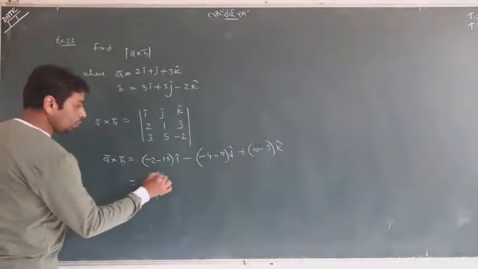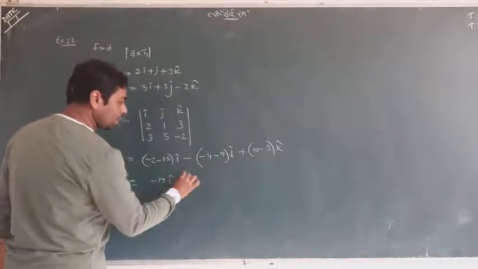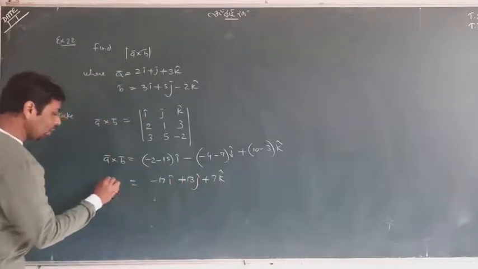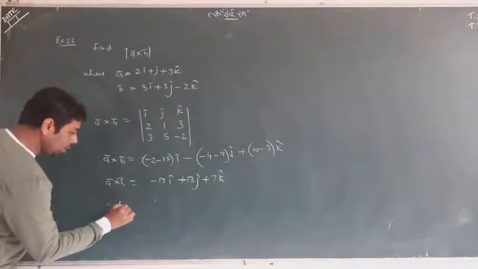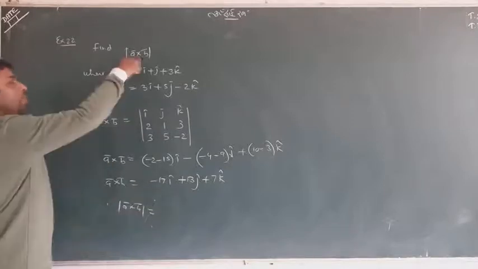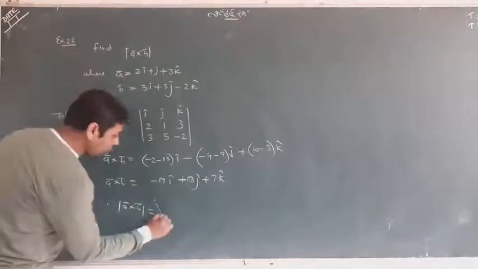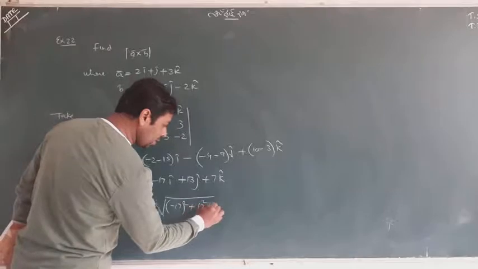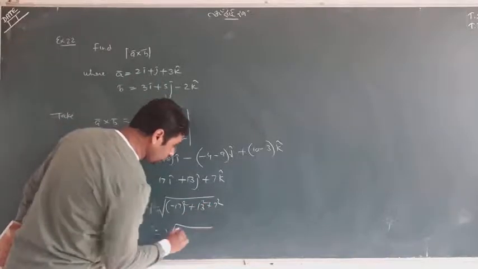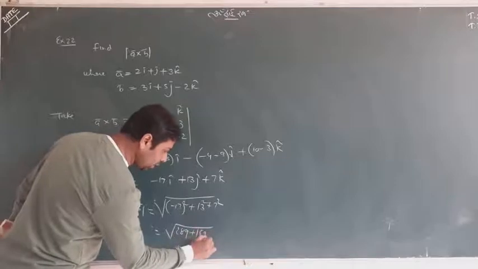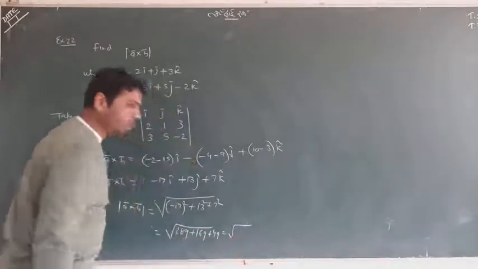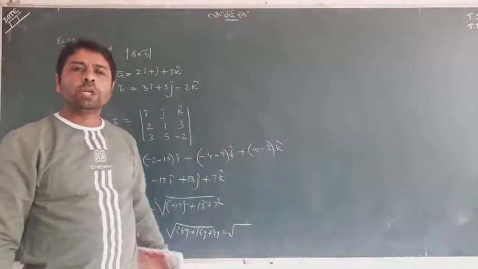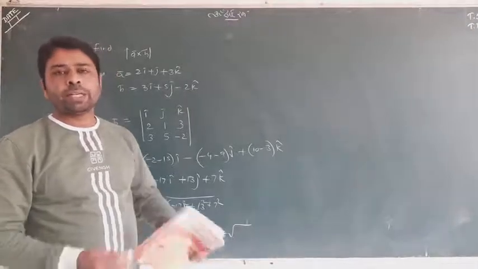So we get the answer: minus 17i, this is 13j and this is going to be 7k. So you got A cross B. Then lastly you have to find mod of A cross B. You can understand how we take the mod: minus 17 square, 13 square and 7 square. Do it on your own. This is 289, this is 169 and this is 49. Only addition is remaining, you can do it. This is a simple way to find A cross B and then find its mod also.